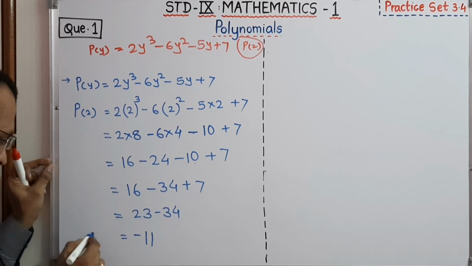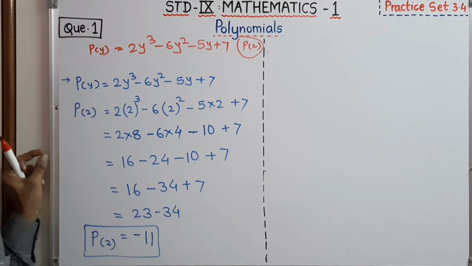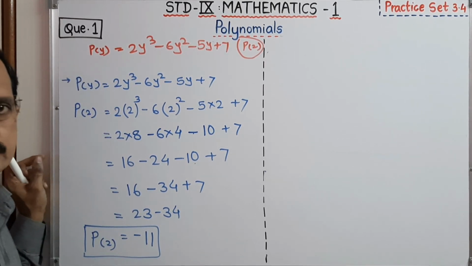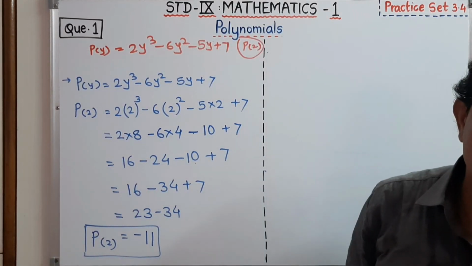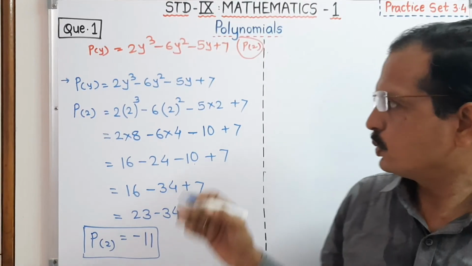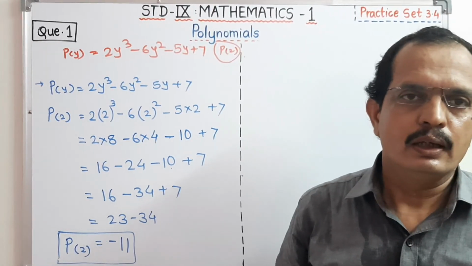Therefore we got the value of polynomial P(y) for 2 is minus 11. Dear student, this very simple and interesting topic is over now. Write down all these sums in your notebook. Thank you.